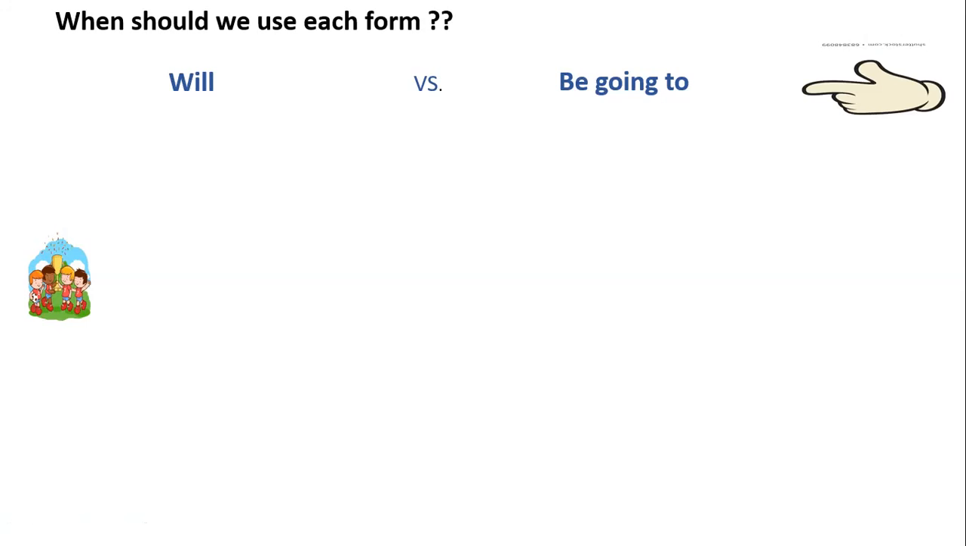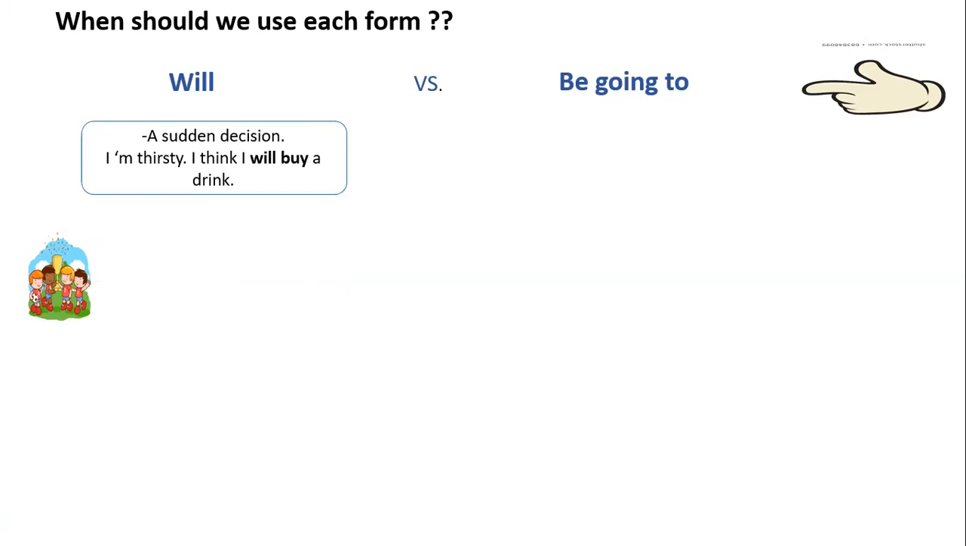When do we use will in the future simple? To talk about sudden decisions. Like, I'm thirsty. When did I feel thirsty? Now. I'm thirsty. I think I'll buy a drink. I think I will buy a drink, or I'll buy. They are both the same. So now I feel thirsty, so now I decide to buy a drink.